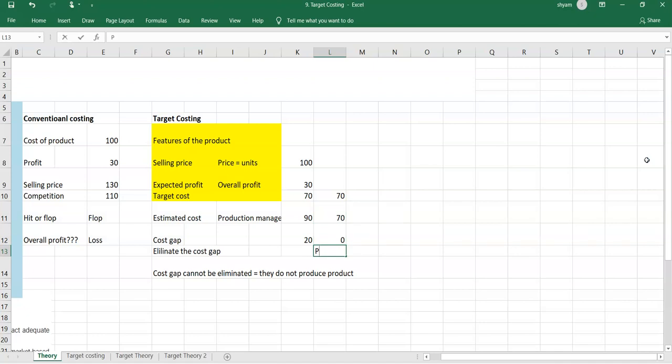If we have to produce at 70, but the production manager and everyone sitting together say that the cost gap cannot be eliminated, it will be at 90 only, then there will be a cost gap of 20, which means the product will not be produced.